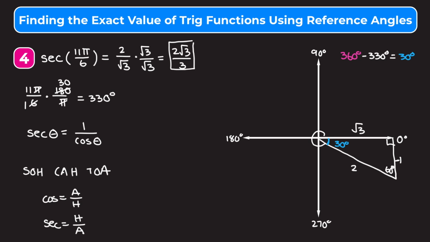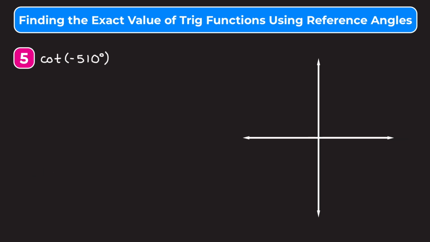Let's go through 2 examples where our angles are bigger than 360 degrees. So for number 5, we have the cotangent of negative 510 degrees. So what we want to do first is sketch this. So let's fill in our quadrant angles. And we know that 0 is also 360. So if you go around a full rotation, you'll hit 360.